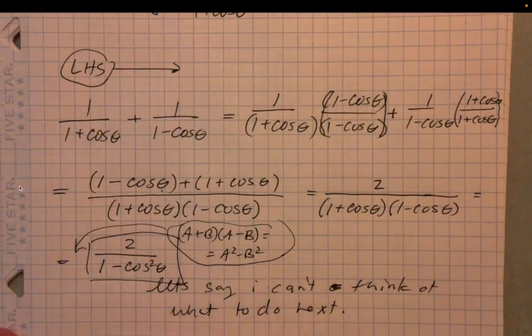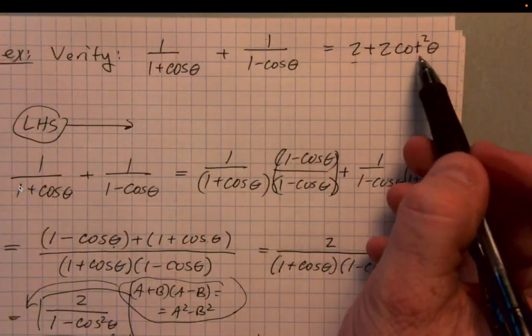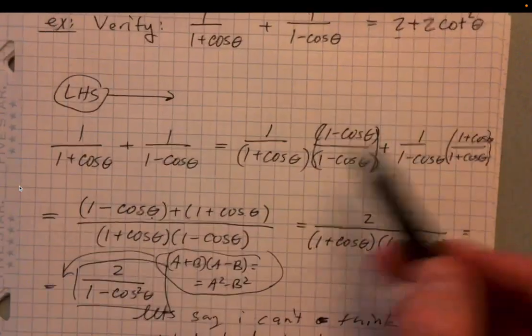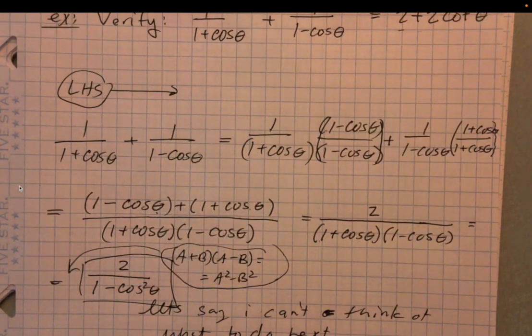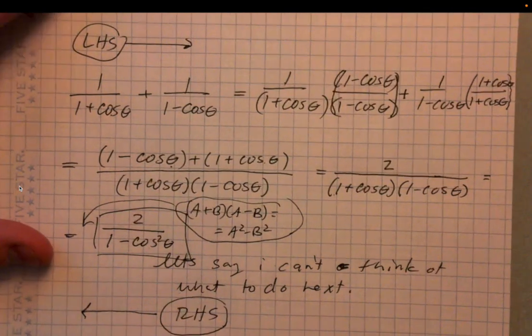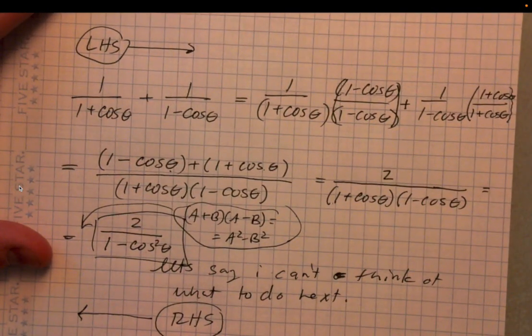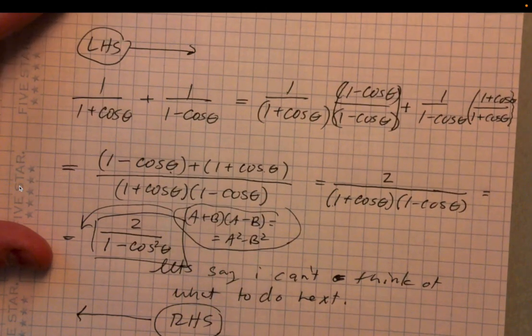So what I'm going to do is go to the right-hand side of the expression. I'm going to start with this thing, and I'm going to derive until I get something equal to this. So I'm going to start with the right-hand side, and I'm going to go the other direction. So now I'm going to say 2 plus 2 cotangent squared theta. What can I do to that?